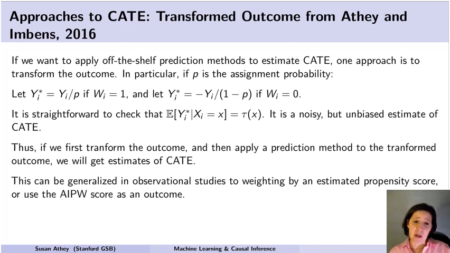Once I see that, I can say, all right, if I take any group and average these transformed outcomes, I get the treatment effect, then I can just use this transformed outcome as the left-hand side, the dependent variable, for any prediction method. And the resulting predictions will be estimates of conditional average treatment effects.